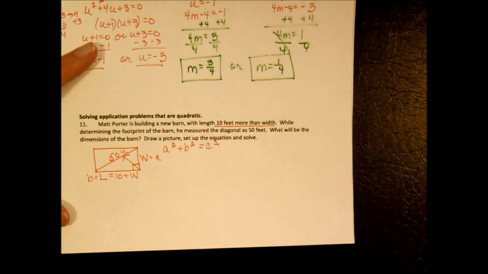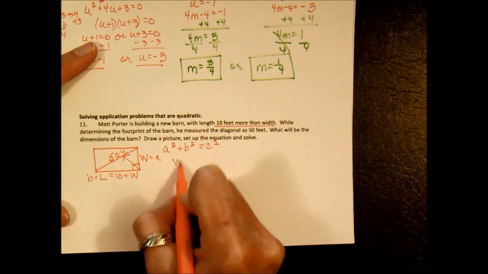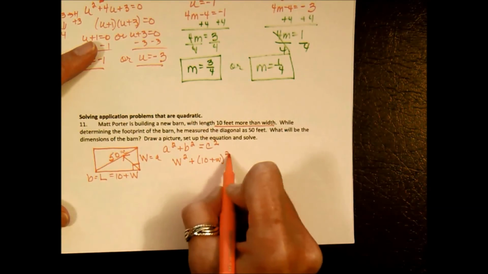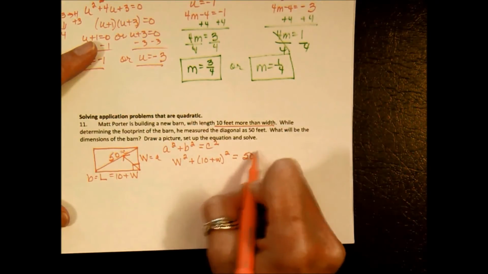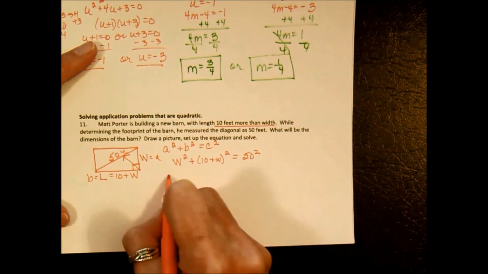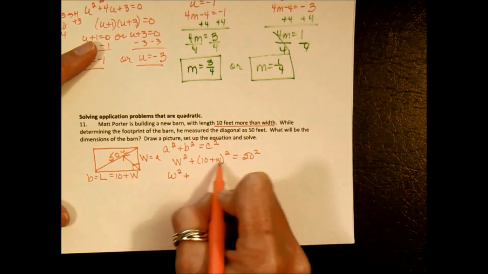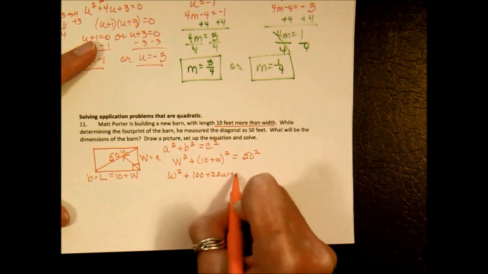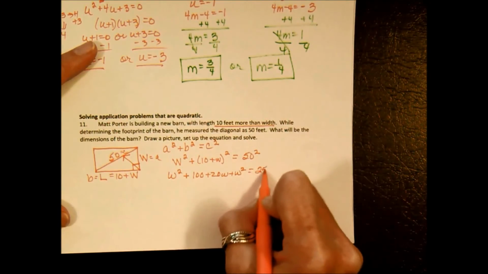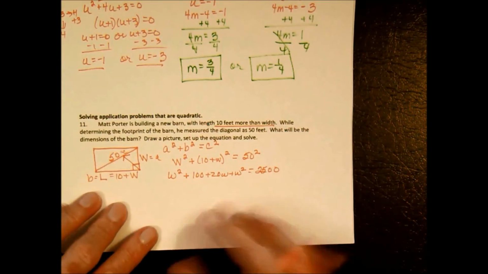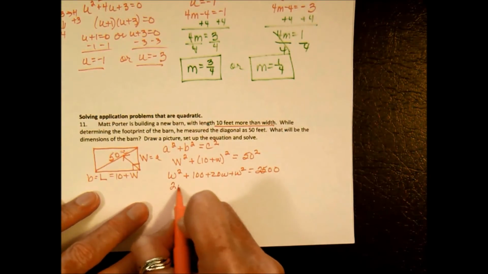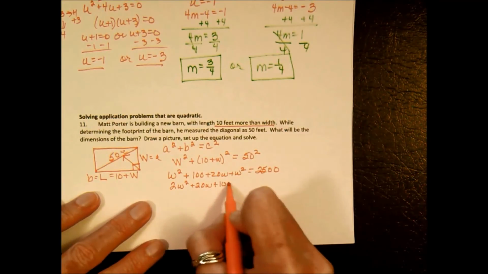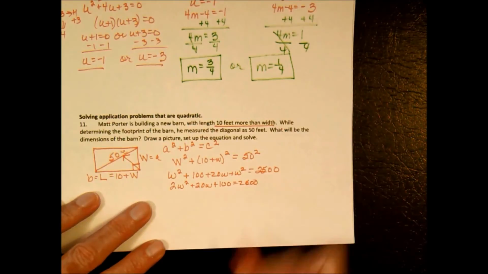So W squared plus (W plus 10) squared equals 50 squared. Or W squared plus, FOIL this out, and you're going to get W squared plus 100 plus 20W plus W squared equals 2500. Combining like terms, 2W squared plus 20W plus 100 equals 2500. Since it's quadratic, we're going to get it equal to 0.